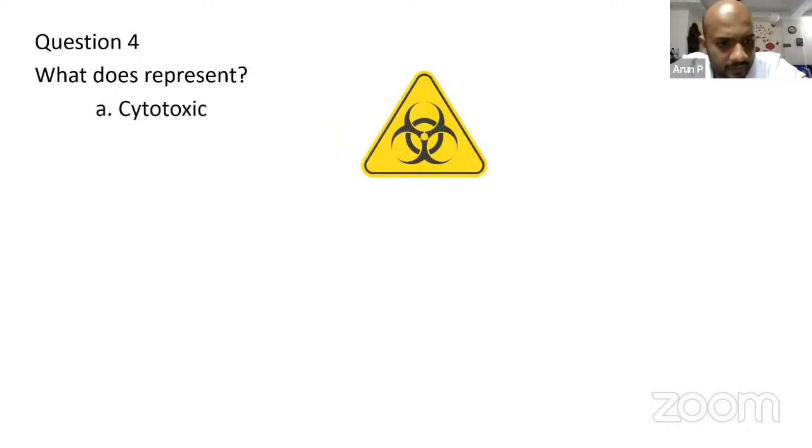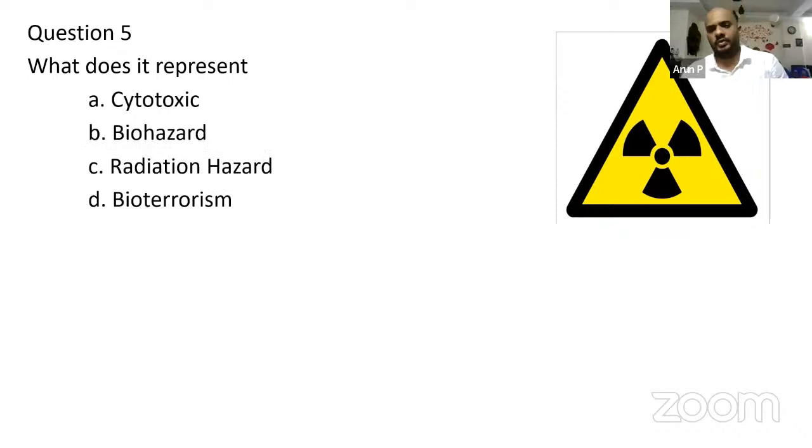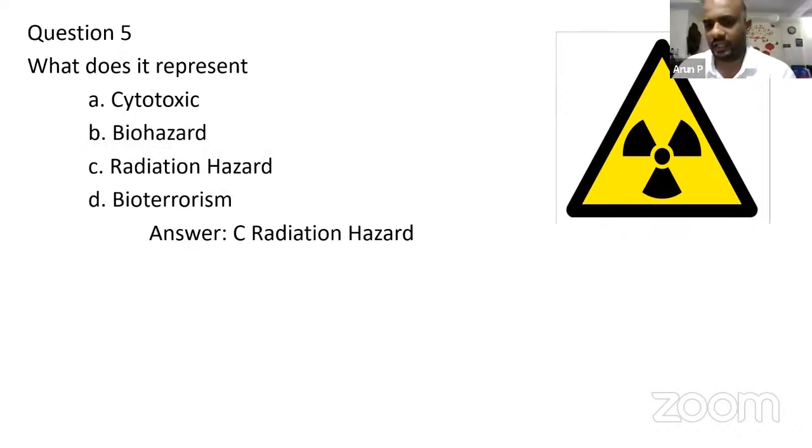Question number 4. What does this picture represent? Cytotoxic, biohazard, radiation hazard, or bioterrorism. Picture-based questions can come in your exam. So this is an image showing biohazard. Again, what does this picture represent? So this is a radiation hazard diagram. This diagram will be in front of all your MRI, CT and X-ray rooms. The radiation hazard symbol will be there. You would have already seen those things.